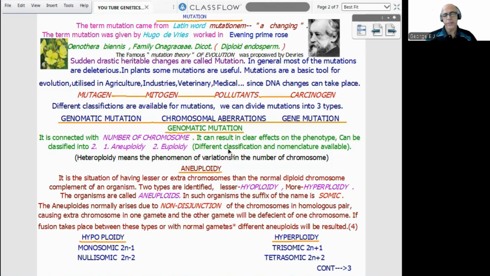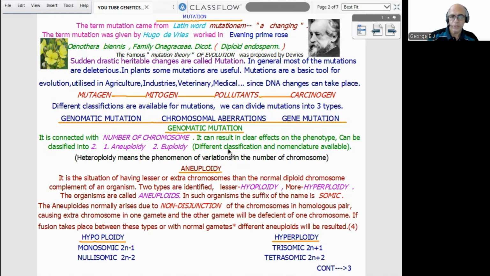It is concerned with the number of chromosomes, and it can result in clear effects on the phenotype. It can be classified into aneuploidy and euploidy. Mutation, as I told you, is a big area with different classifications, nomenclature, etc. available. We are proceeding with the popular ones.